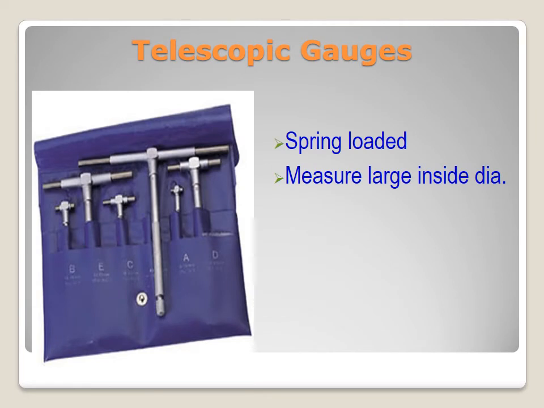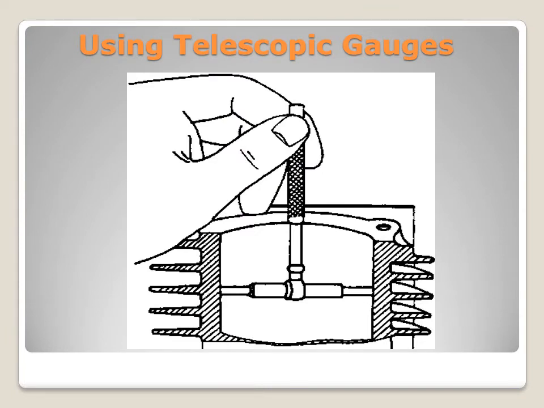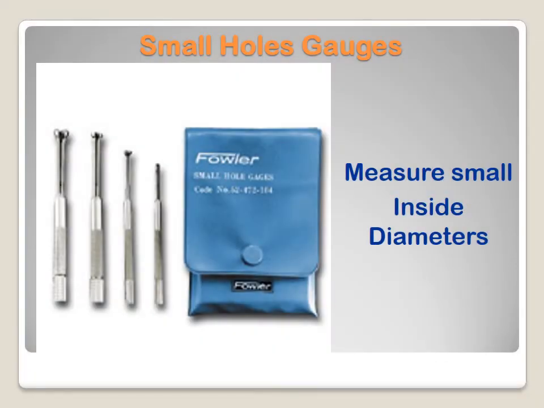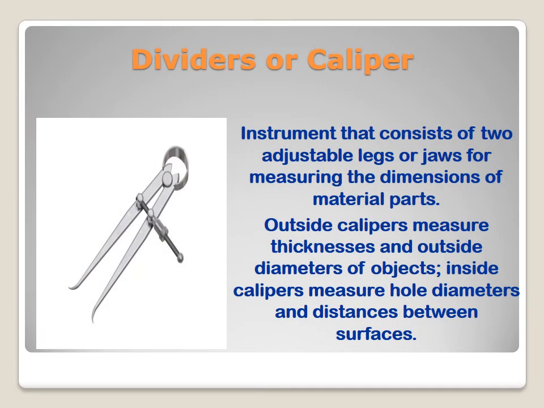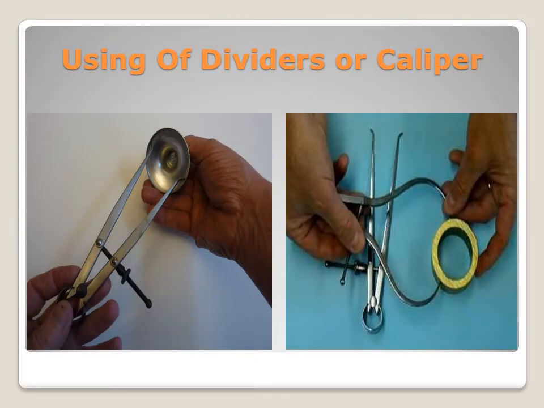Telescopic gauge. These are telescopic gauges. You can use this telescopic gauge like this. Small hole gauge, measuring small inside diameter. Measuring small holes gauge. Divider or caliper. Using divider or caliper, inside, outside.